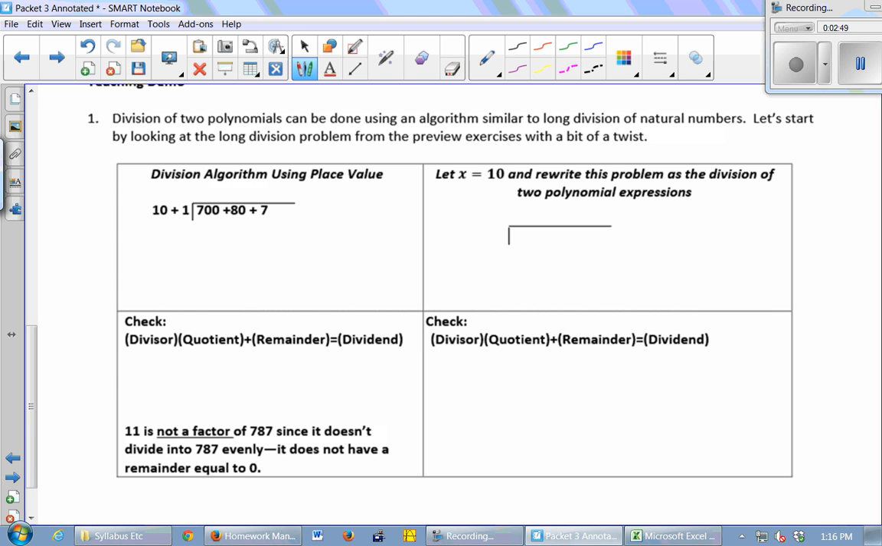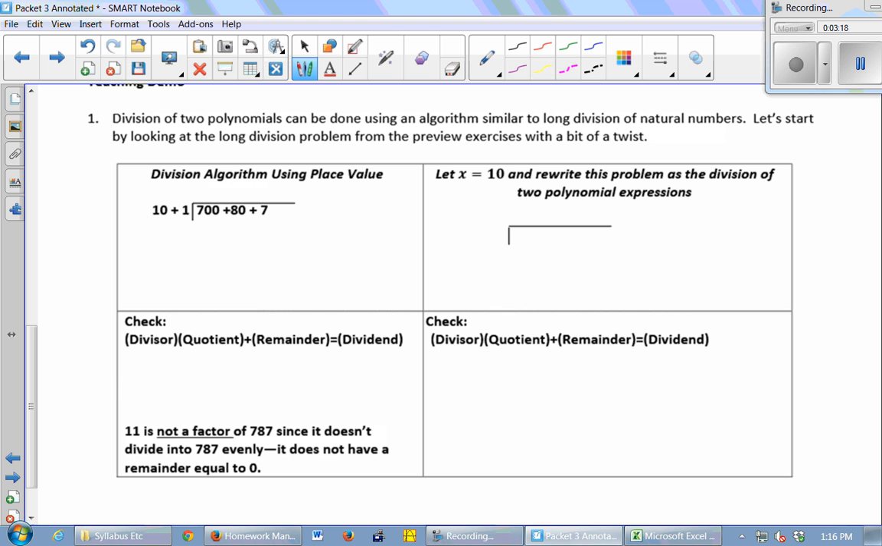Okay, so division of two polynomials can be done using an algorithm that's very similar to division of regular old numbers. We're going to start by looking at the long division problem from the preview exercises, but I'm writing it a little bit differently. The 11 I'm writing as a 10 plus a 1. 787 I'm writing literally as 700 plus 80 plus 7.